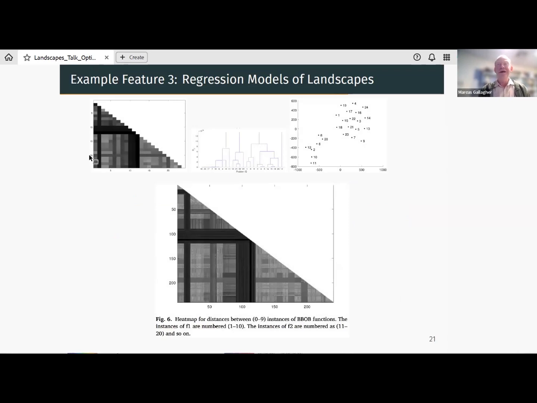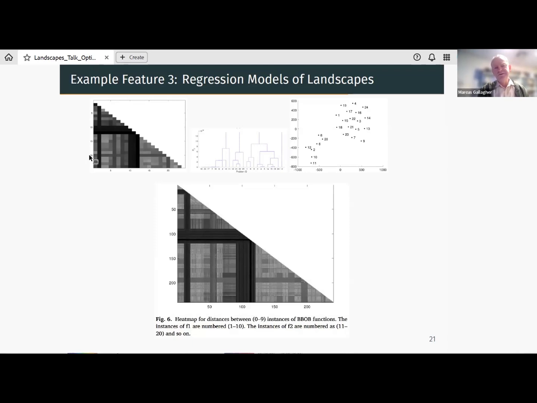So what you get out of that is a whole lot of distance values, and you can visualize them directly in a heat map. This is on the BBOB problems and different instances of those 24 problems. And you see similarity in grey, that some problems seem more similar to each other than others. You could also visualize these distance values with a dendrogram, or you could apply dimensionality reduction.